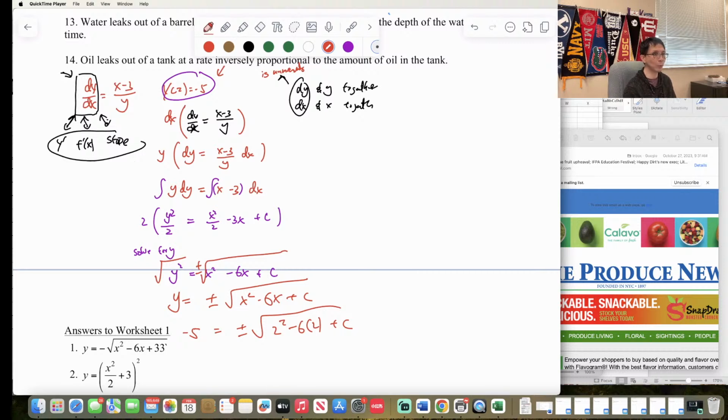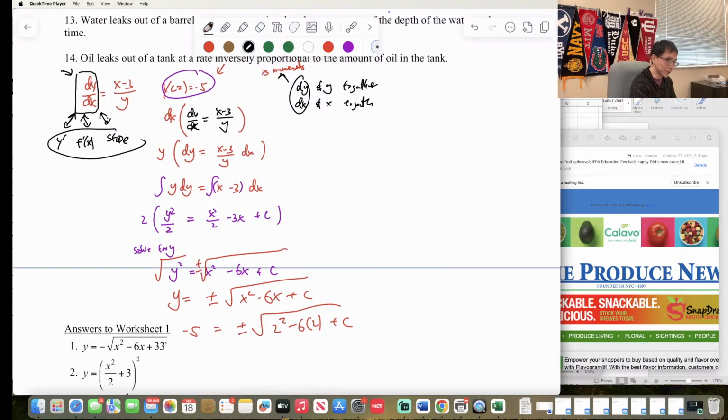This is one out of a blue moon. You have these questions that have plus minus situations. In this case, since your initial condition of output is -5, I cannot choose the positive route. I have to choose the negative route, because if I choose the positive route, I'm going to get a positive value. I'm not going to get a negative value. So in this particular case, I'm going to choose the negative route.